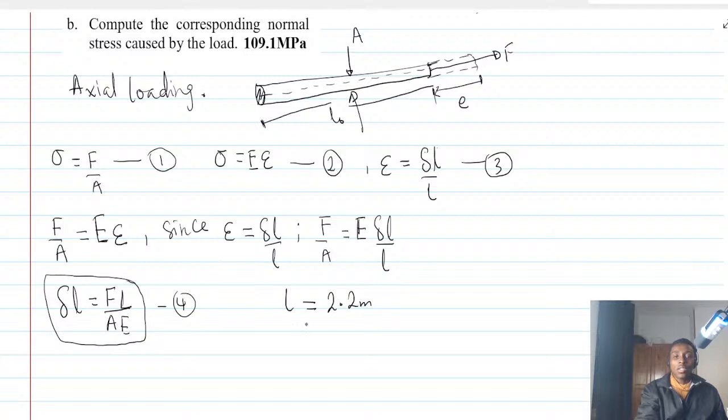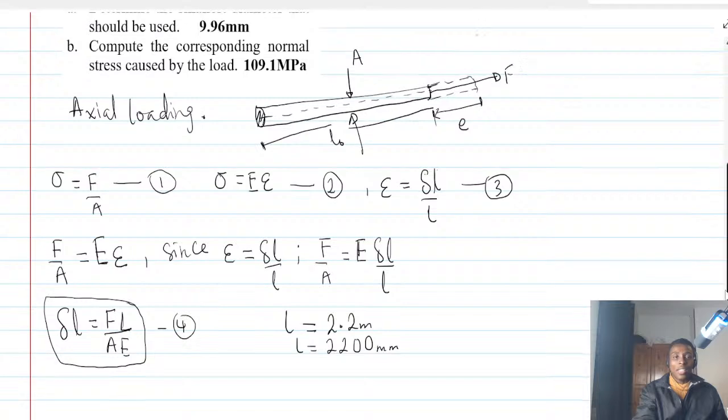2.2 meters, which is the same as 2,200 millimeters. Is that right? So how did I get it? You just multiply by 10 to the power 3. Okay. Now that is the length.